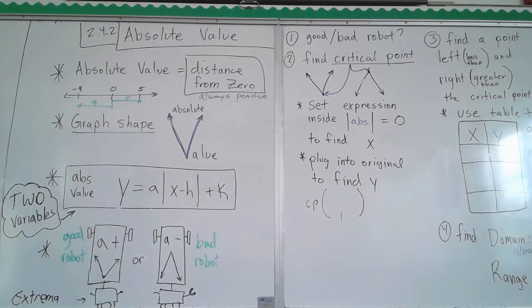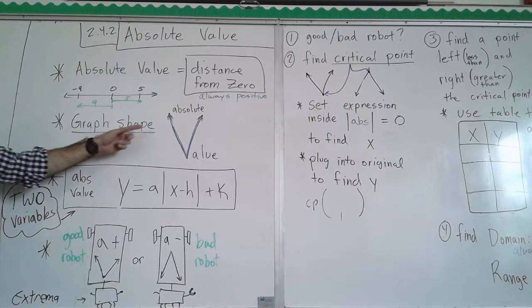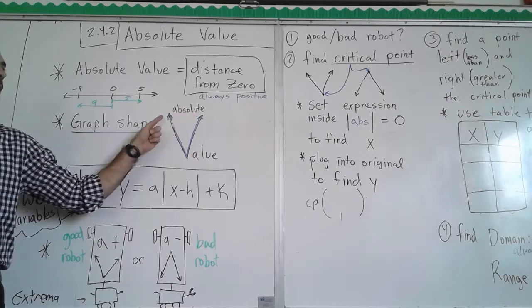All right, let's look at the next component here. Now we're dealing with two variables. When I'm looking at this, first off, we're going to graph it, so I want to know what does the shape look like. The way to remember the graph shape is, you can write absolute value.